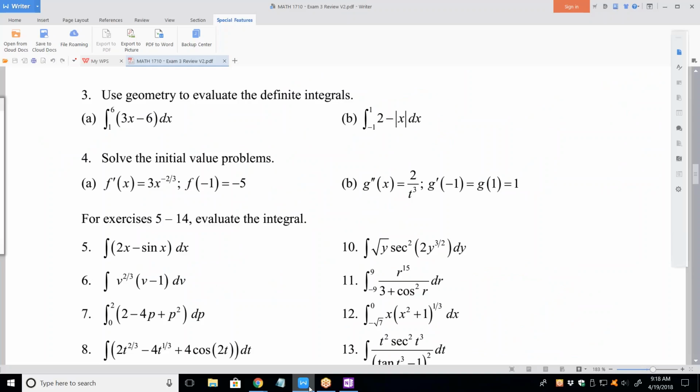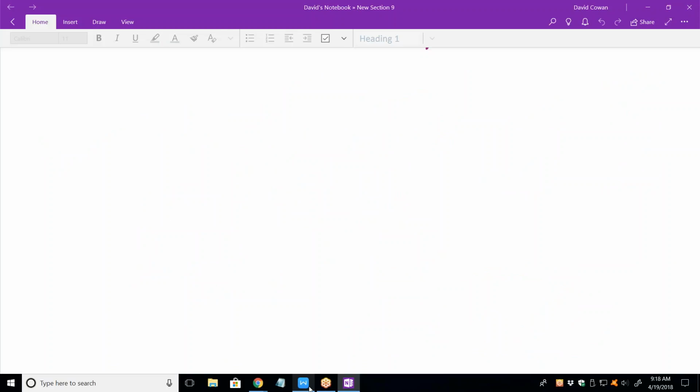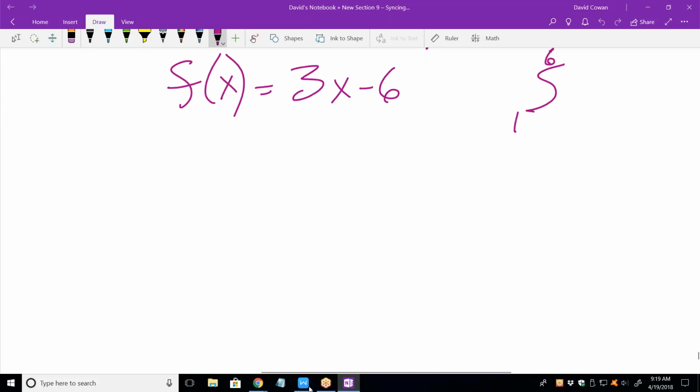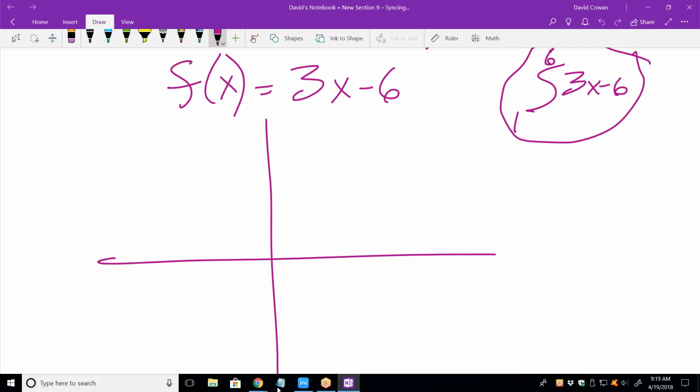The thing is 3x minus 6 from 1 to 6. Okay, so that's our function. 3x minus 6. What does this mean? What does that mean? Is it just the area from 1 to 6 of that function? Yeah. Well, let's draw that function. How do I draw that function?